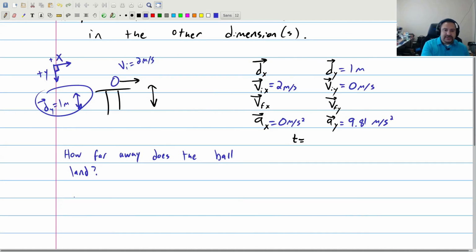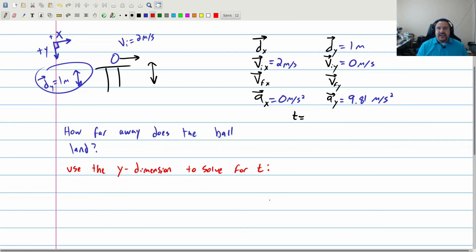So I'm just going to put a little comment here. It's a good idea to keep yourself organized, to write a little comment about how you're going to solve this. So we are going to use the y dimension to solve for t. I have a dy, I have a v initial y, I have an ay, and I'm looking for time. To me, that sounds like what we called kinematic equation number 3. That's this one: displacement equals v initial t plus 1/2 a t squared.